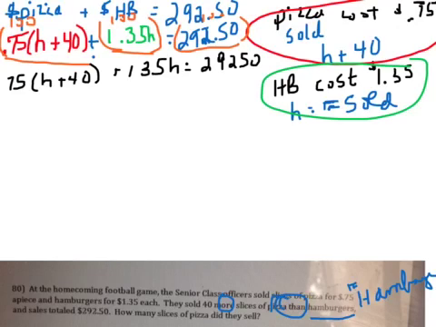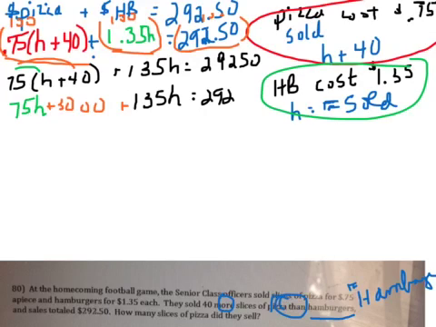Okay. Now let's just distribute, simplify, and we can solve, and we'll find out what H is. Now we'll find out H, but what they asked us for was how much pizza, so we'll have to plug that in to find out how much pizza we sold. So anyway, here we go distributing. 75 times H is 75H. 75 times 40 would be 3,000. So 75H plus 3,000 plus the 135H, which just is sitting there, we didn't have to change it at all.